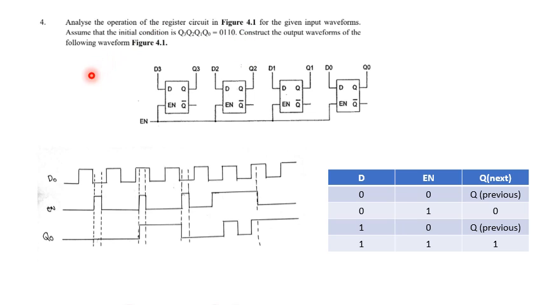Okay, so for question 4, analyze the operation of the register circuit in figure 4.1 for the given input waveform. Assume that the initial condition is Q3, Q2, Q1, and Q0 equal to 0, 1, 1, 0. Construct the output waveform of the following waveform in figure 4.1. So here is figure 4.1. We will assume each Q3, Q2, Q1, and Q0 will start the waveform as 0, 1, 1, 0.